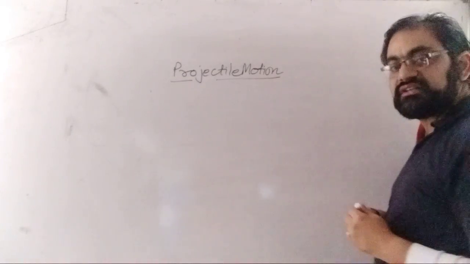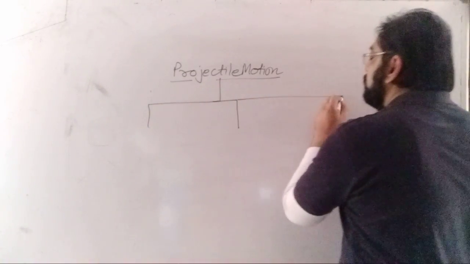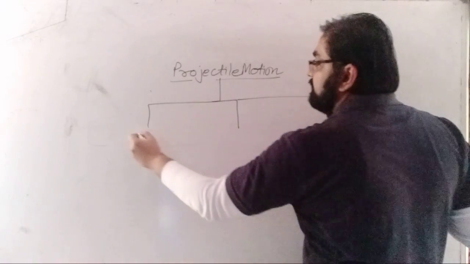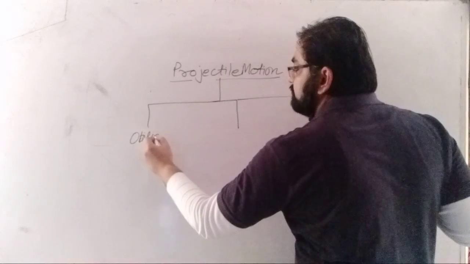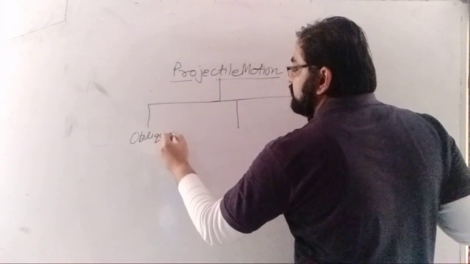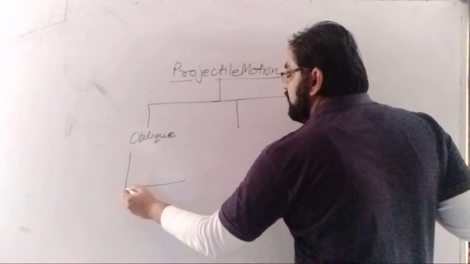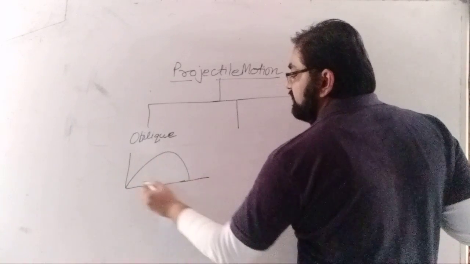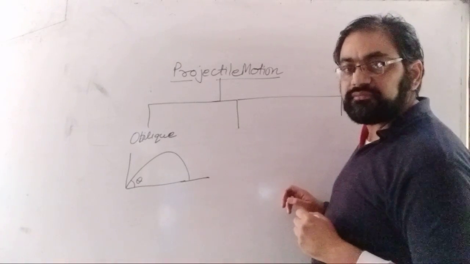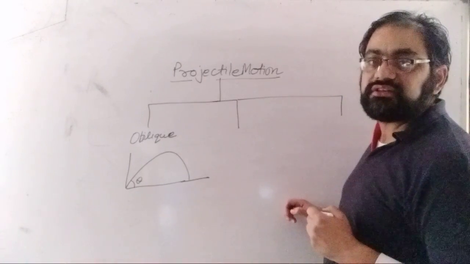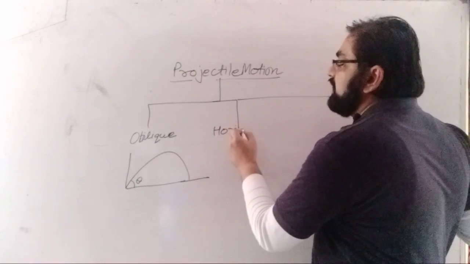These are the three parts by which projectile motion can be classified. First one is the oblique projectile motion. Oblique projectile motion is that projectile motion in which a ball is thrown at an angle theta from the surface of the earth. Here the ball is projected at an angle theta from the surface of the earth, therefore it is known as oblique projectile motion.